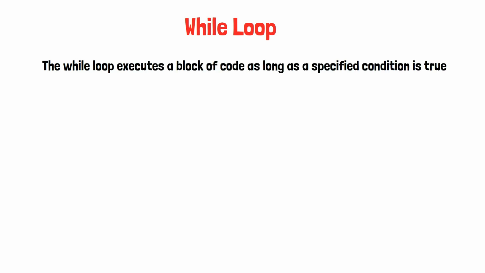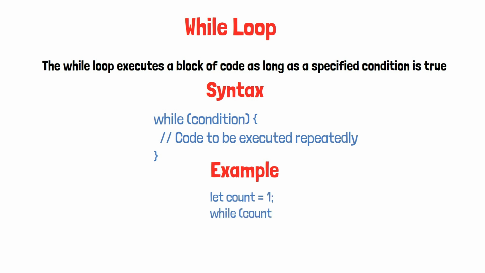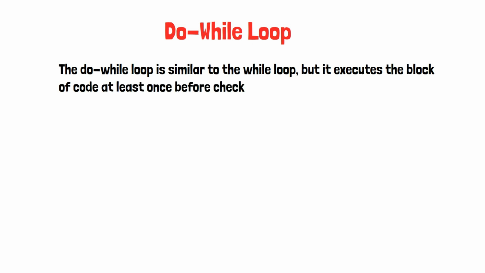While loop. The while loop executes a block of code as long as a specified condition is true. Syntax. Do while loop. The do while loop is similar to the while loop, but it executes the block of code at least once before checking the condition. Syntax.